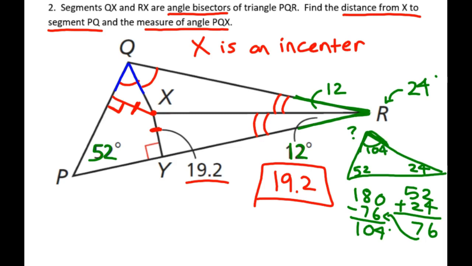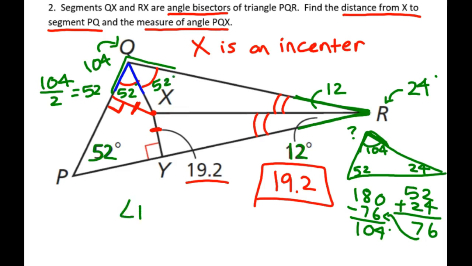Am I looking for this whole angle over here? No, not all of Q, okay? I'm looking for half of Q, right? Half of that whole angle Q. So all I got to do is 104 divided by 2. I get 52 degrees for each of these. So PQX equals 52 degrees.